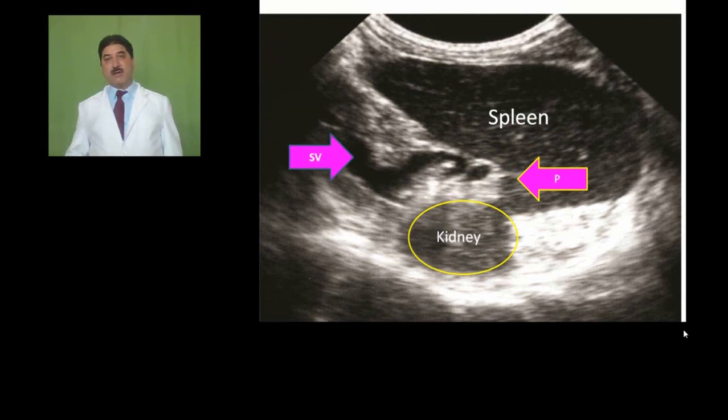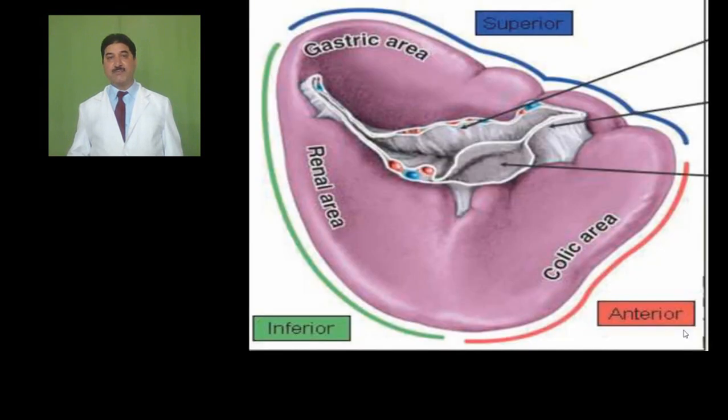It has a diaphragmatic surface and a visceral surface. On the visceral surface is the hilum of the spleen, which is related to the pancreas. This hypoechogenic shadow leaving the hilum of the spleen is the splenic vein. It drains into the portal vein.